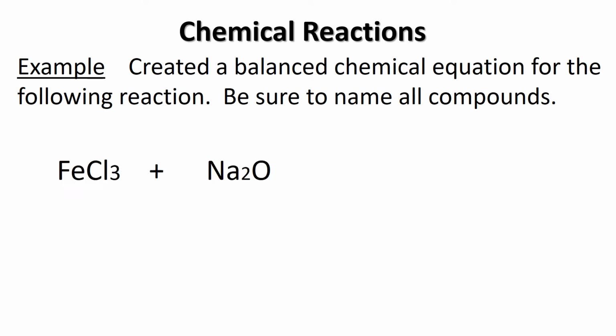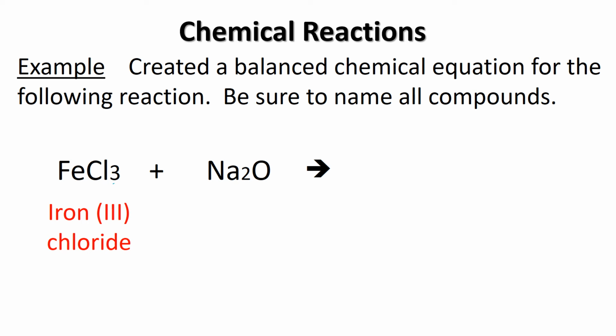Let's look at one more example here, and this last one is going to be between an iron compound and a sodium compound. And I want to do this one a little differently. In fact, here's what we're going to do. We'll name our compounds to start with. So we've got iron 3 chloride. Remember, iron always needs a Roman numeral.